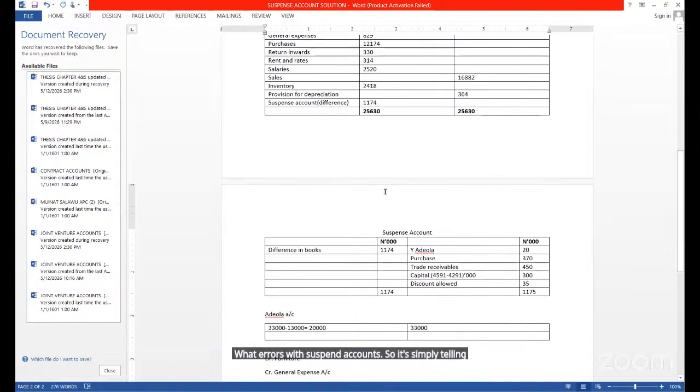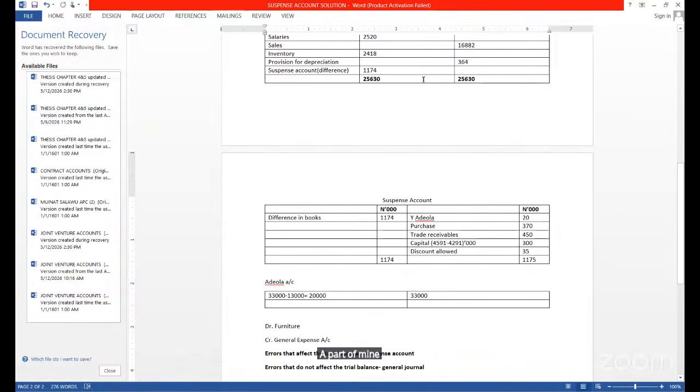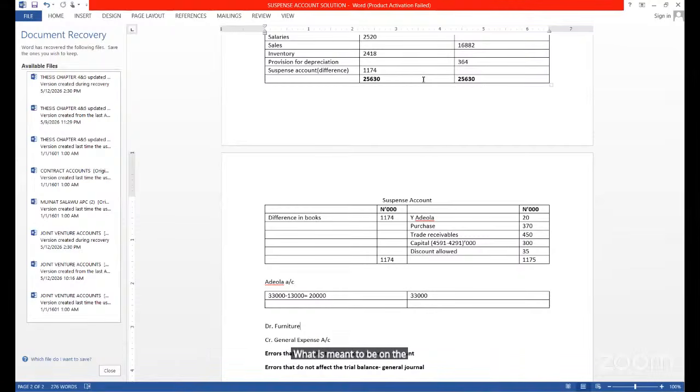So I'll just show you a part of mine that I've done. You would see that at the end of the day, you can see suspense accounts, difference in brackets. Can we see that? 1174. So by the end of the day, after putting what is meant to be on the debit correctly on the debit, what is meant to be on the credit correctly on the credit, I want to believe once you see a trial balance, you can determine this should go to the debit, this should go to the credit, right?